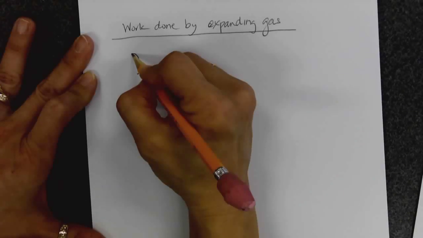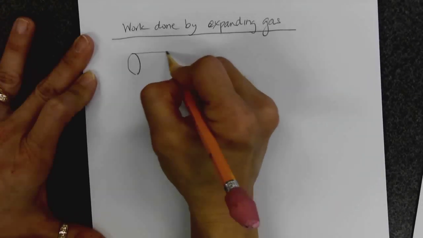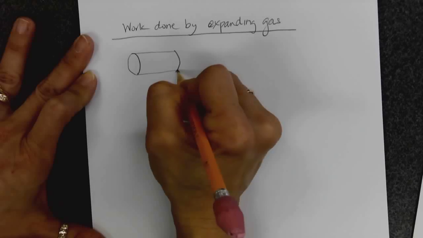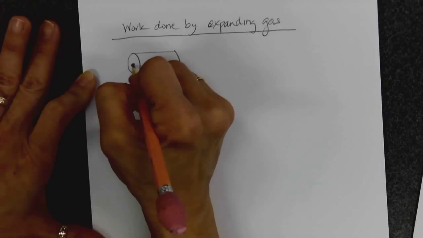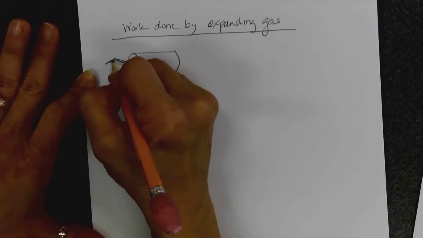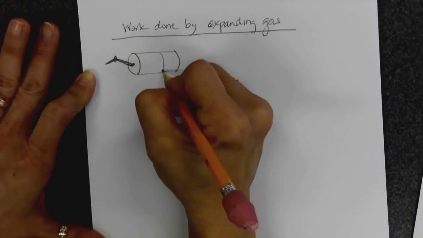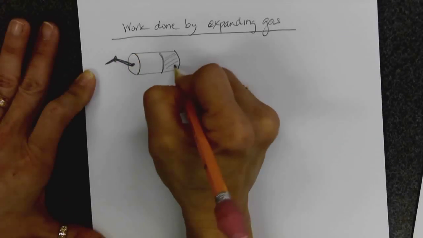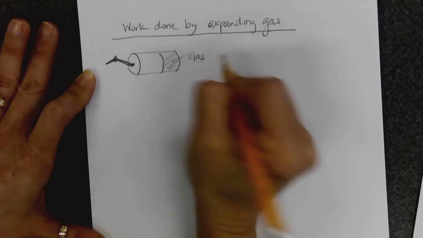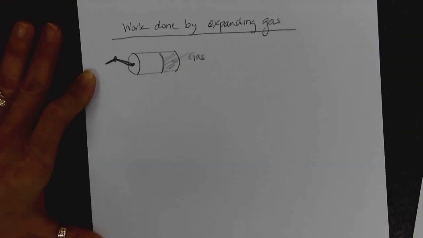So here's a cylinder. I'm going to call that a piston because there's a mechanism, and there is gas over here. Here's gas. It's a good piston. You like my piston? Very well.